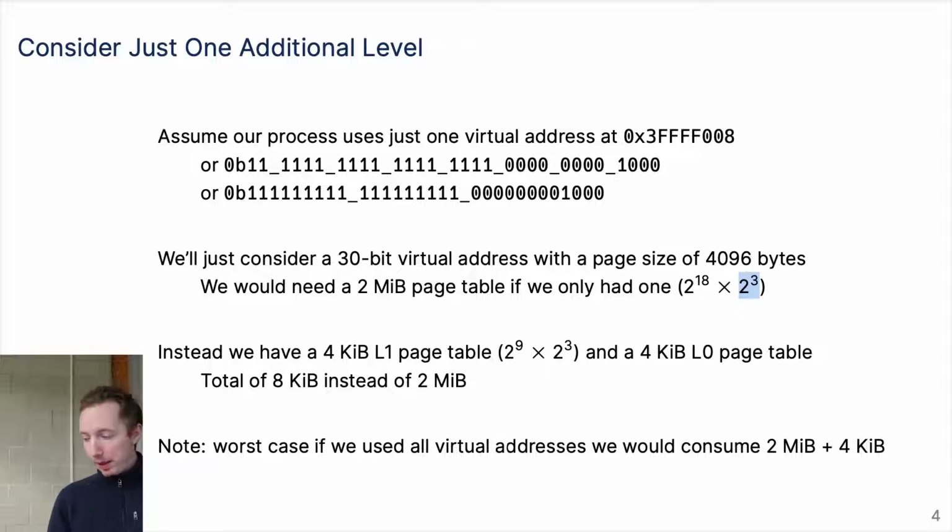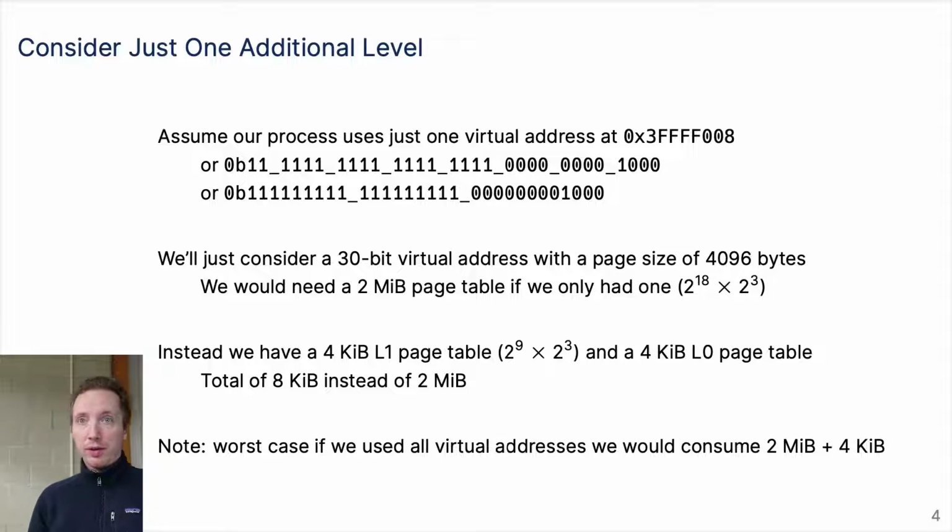So back to the previous lecture, but if we only had 30 bits. If we had a single level page table, it would be 2 megabytes just to map a single page, because you need a whole page table. But in this case, if we have multiple levels of page tables, then you only need 1 page for the L1 table, and then 1 page for the L0 table. So in total, you only need 8 kilobytes for the page tables instead of a whole 2 megabytes.